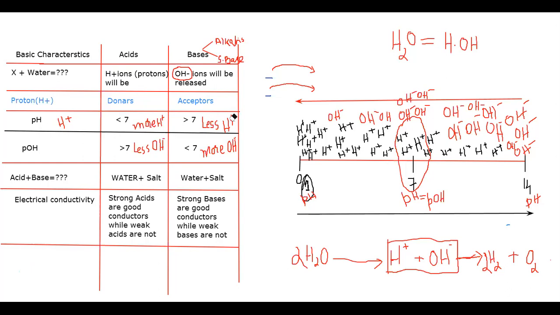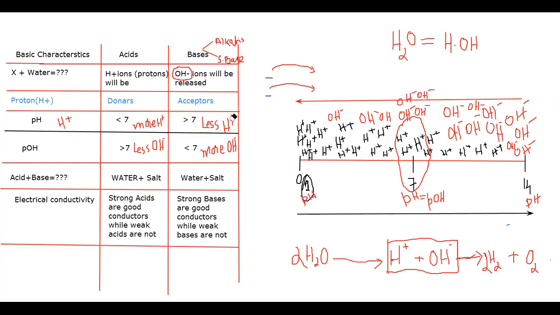The pH means the concentration of hydrogen ion. In case of concentration of hydrogen ion, acids have the more concentration of hydrogen ion and their pH is less than 7, and the bases have the less concentration of hydrogen ion, their pH is more than 7. Why is their pOH more than 7? Because they have less tendency to lose the hydroxide ion, so their pOH is more than 7. But in case of bases, the pOH is less than 7.